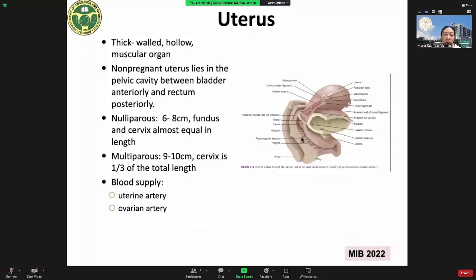After the cervix, we go to the uterus, which is a thick-walled, hollow muscular organ. The non-pregnant uterus lies in the pelvic cavity between the bladder anteriorly and the rectum posteriorly. It is nice to know the dimensions in a nulliparous uterus and a multiparous uterus. And very importantly, it is supplied by the uterine artery and the ovarian artery.